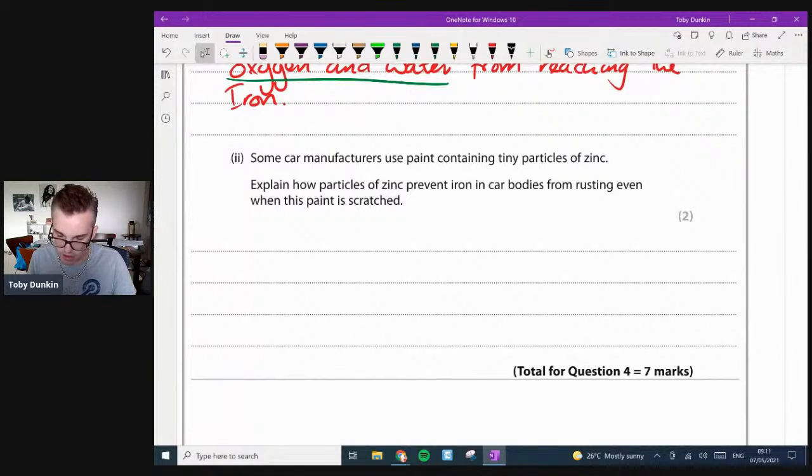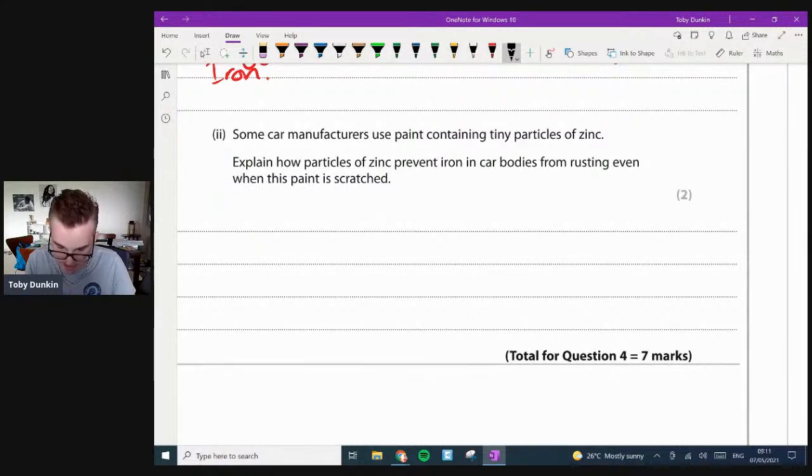Some car manufacturers use paint containing tiny particles of zinc. Explain how particles of zinc prevent the iron in the car body from rusting even when the paint is scratched. So zinc is more reactive than iron.